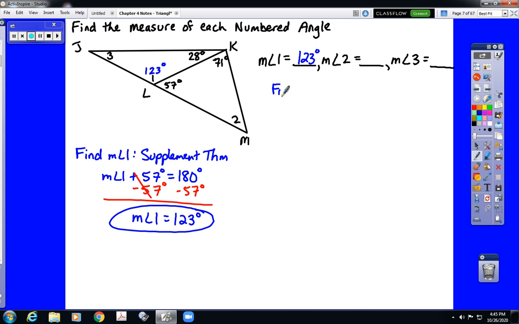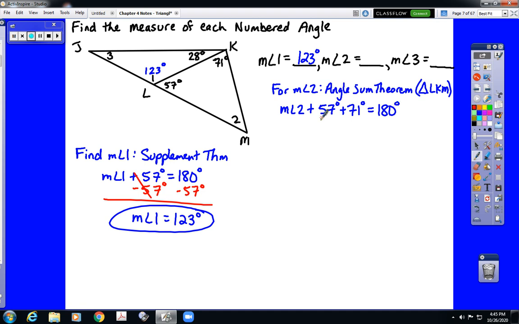For the measure of angle 2, we're going to use the angle sum theorem for triangles, the one on the previous page, and we're going to apply it to triangle LKM. In that triangle, we know two of the three angles, which means we can set up an equation that says that the measure of angle 2 plus the 57-degree angle and the 71-degree angle add up to 180 degrees because those three angles form triangle KLM.